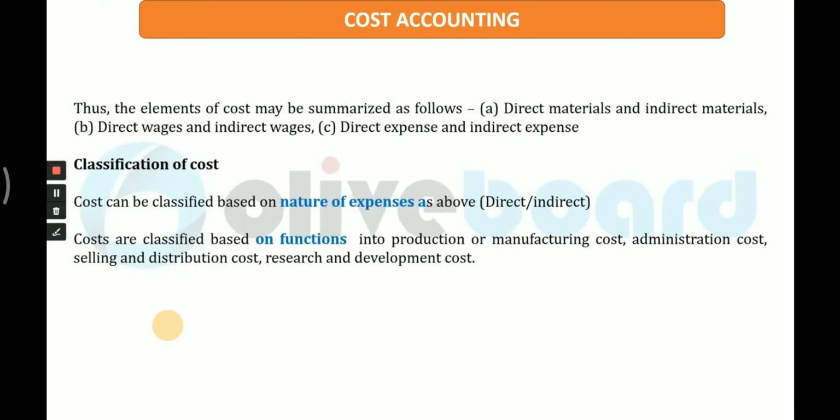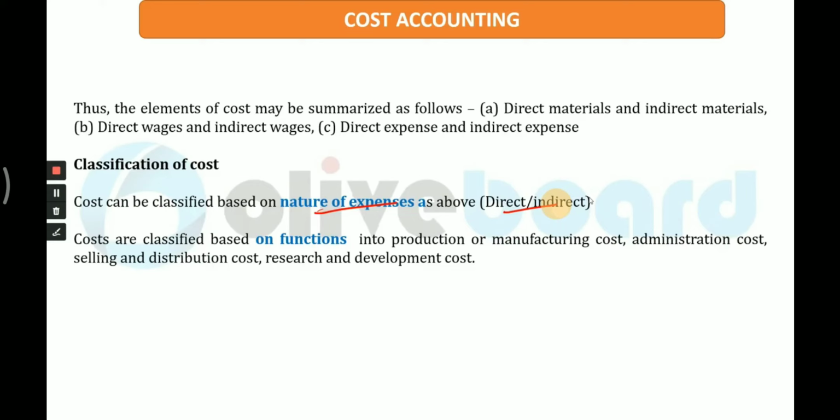Based on nature of expense, if I want to divide, I can divide as direct and indirect. As I already explained, if an expense is straight away towards one particular product, if I can pinpoint that this expense is towards that particular product, then it is a direct cost. When the expense is incurred generally, it is called an indirect cost.